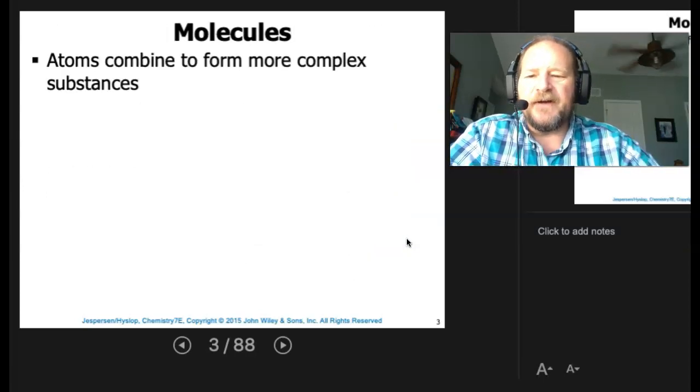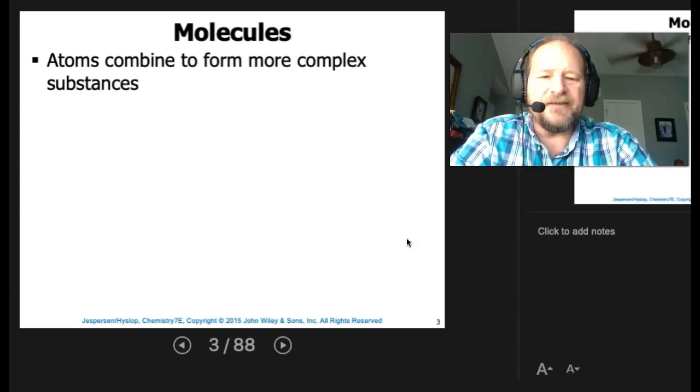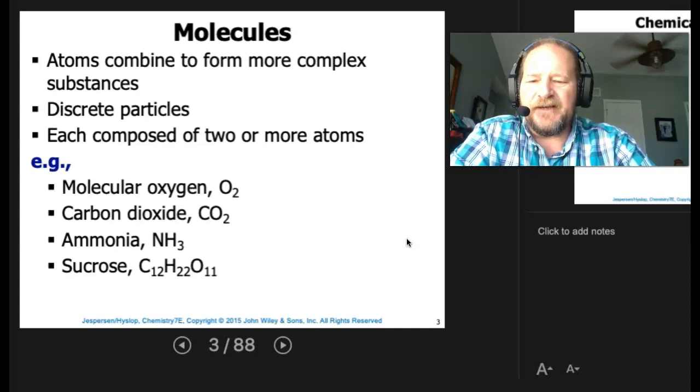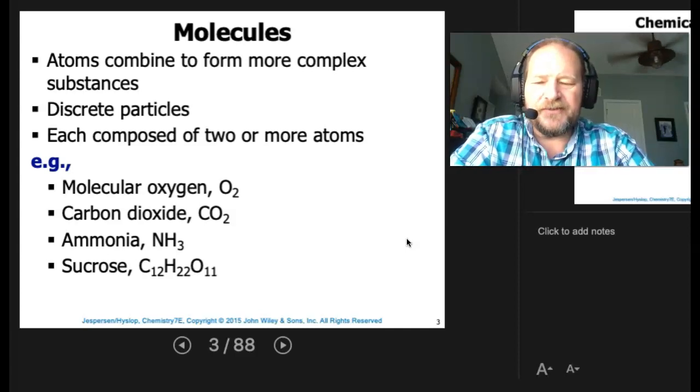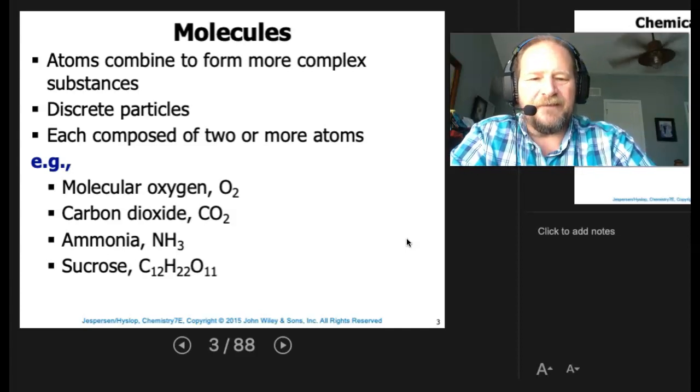So molecules are going to be atoms that are combined to form a more complex substance, right? Now for molecules, it's going to be discrete. So they have a definite edge, definite ends, right? And each one will be composed of two or more atoms, and it will repeat. So for instance, molecular oxygen is O2, carbon dioxide, CO2, ammonia, NH3, something like sucrose, and this is what I mean, chem majors, you can get more complex, C12H22O11.